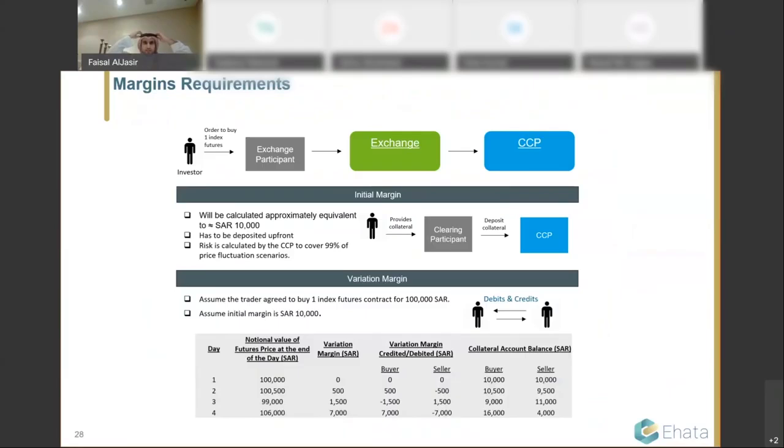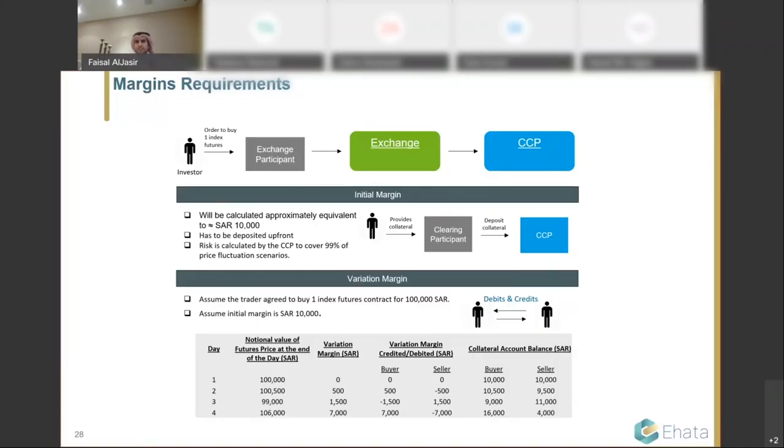So, margin requirements. This is basically how it looks. When you place an order to buy an index future, you're the investor. It goes to the exchange participant, then to the member, that's a certain AP, and then to the exchange, and from the exchange it goes to the CCP for processing. The idea for initial margin is that it's around 10,000 Saudi riyal, or 10% of that exposure, and it's looked at as collateral and needs to be deposited upfront.